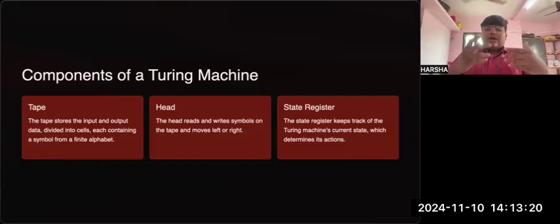It's a bit like a scanner that can also print. Finally, there's a set of rules that tell the machine what to do next. With these three simple parts, a Turing machine can solve problems step by step. It might seem basic, but this is a powerful concept that can do amazing things.